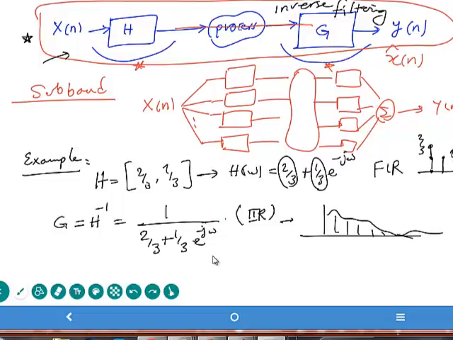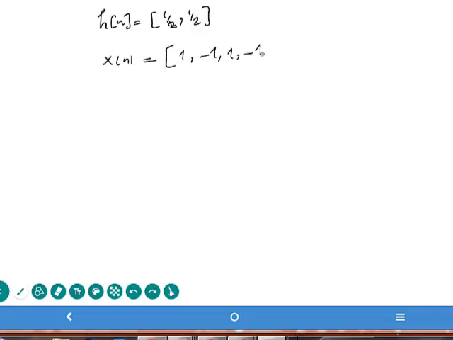Another problem is this. That was one of the examples, but let me clean this part to give another example. Assuming that we have h of n, a low pass filter with the coefficients 1/2 and 1/2, and assuming that we have a signal x of n as something like this.